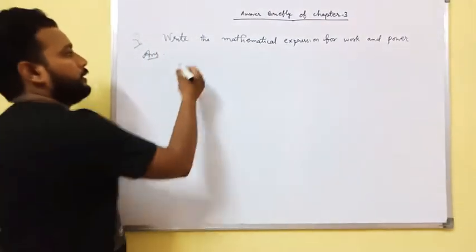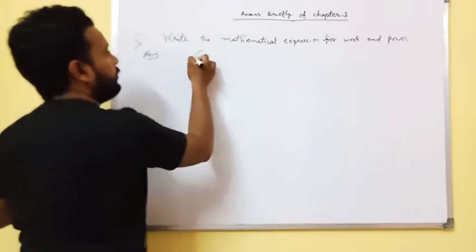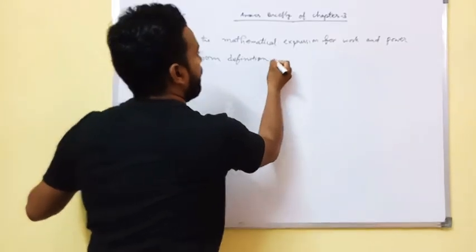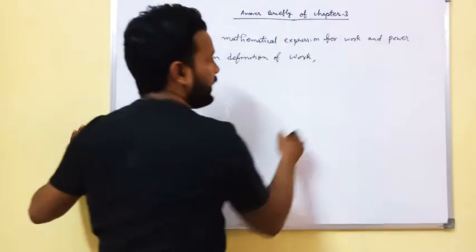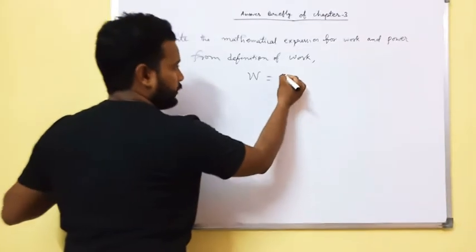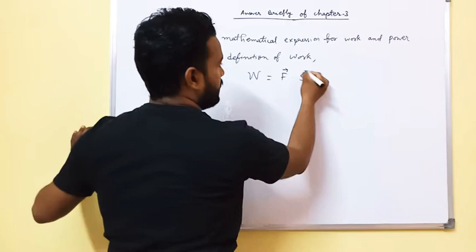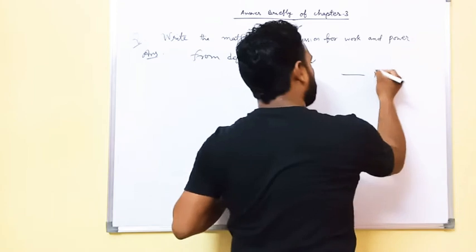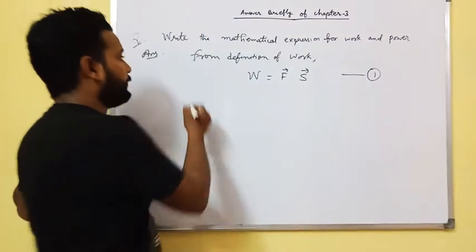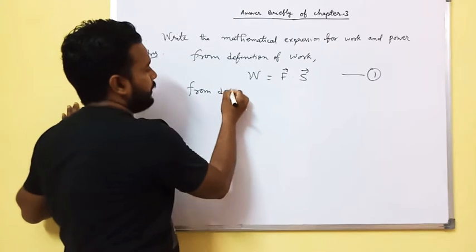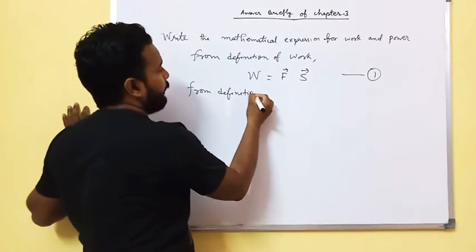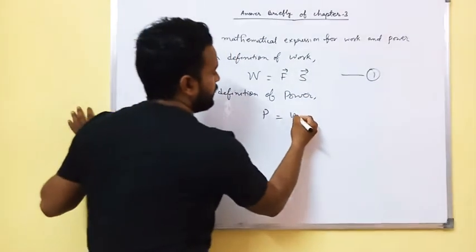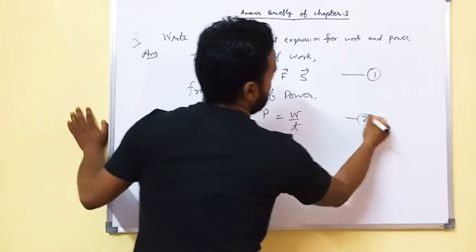And student, from the definition of work, we have work equals force into displacement, W equals F into S. This is equation number first. Now from the definition of power, we have P equals W by T. This is equation number second.